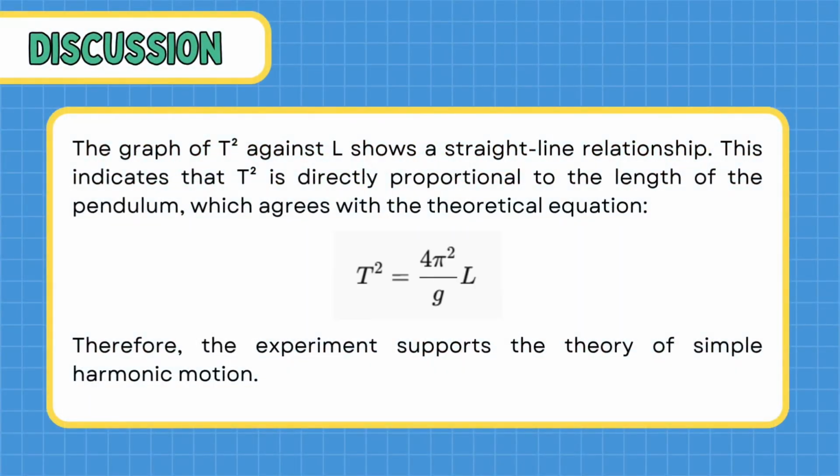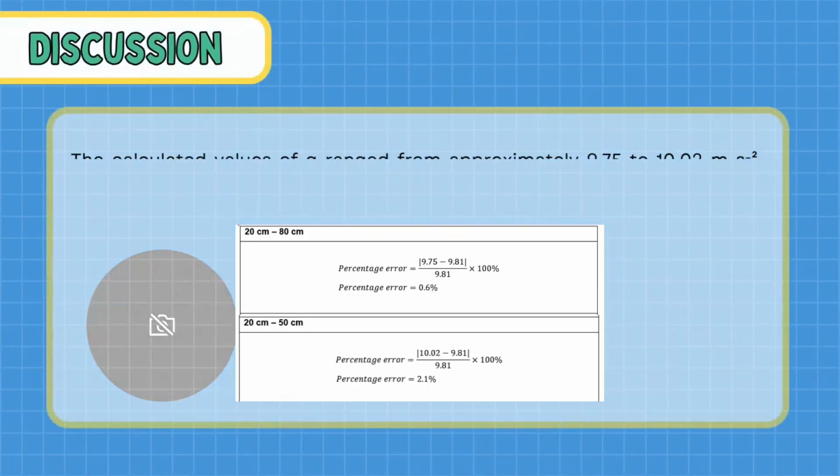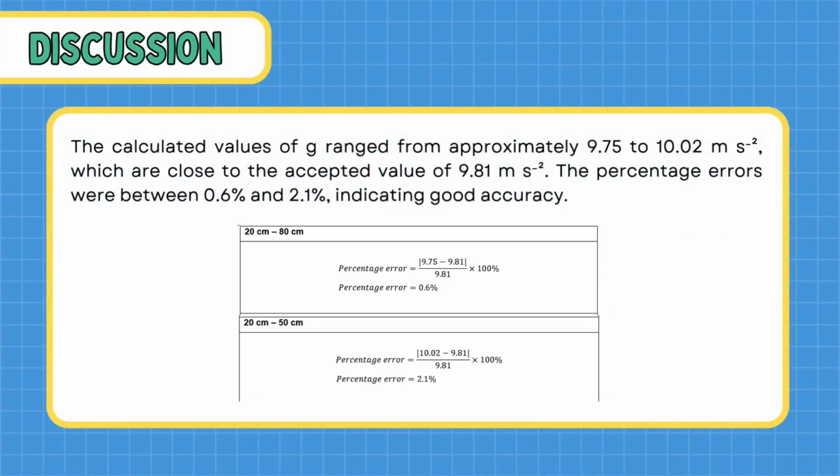The experimental results agree well with the theory of the simple pendulum. Firstly, the graph of T squared against L is a straight line, showing that T squared is directly proportional to the pendulum length. Secondly, the calculated values of gravitational acceleration range from approximately 9.75 to 10.02 meters per second squared, with percentage errors between 0.6% and 2.1%.